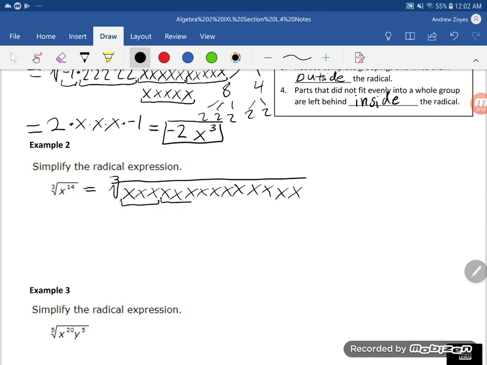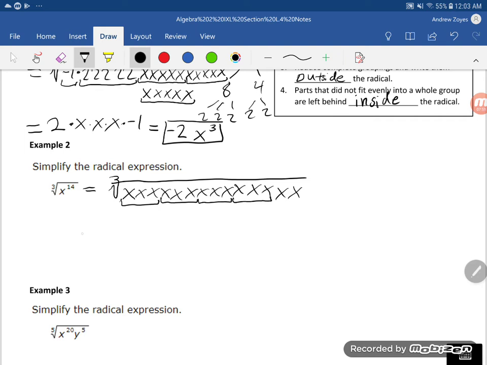1, 2, 3. 1, 2, 3. 1, 2, 3. 1, 2, 3. And, oh, I can't make 3 with this last one, right? Remember, the group size should have been 3. I only have 2. And this is very similar to dividing. And when you have remainders or things left over, you just can't make a group out of it. You're going to end up not being able to do anything with it.